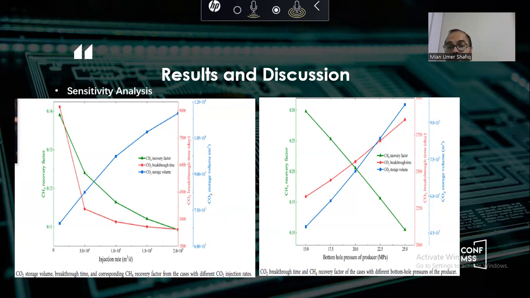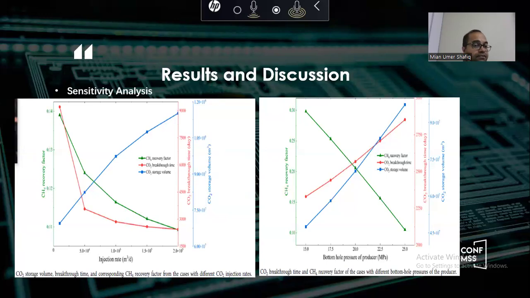So the breakthrough time increased by 523 days, and the CO2 storage capacity is linearly enlarged from 47.5 to 97.3 million. So what's happening with the increase of bottom hole pressure: the shale gas recovery factor decreases, the CO2 storage volume increases, and the breakthrough time also increases. That's what this figure is showing.